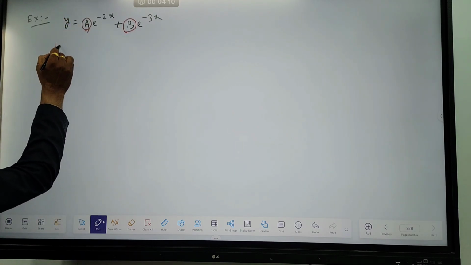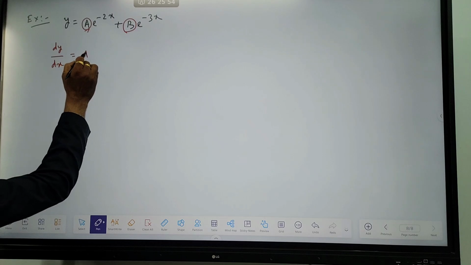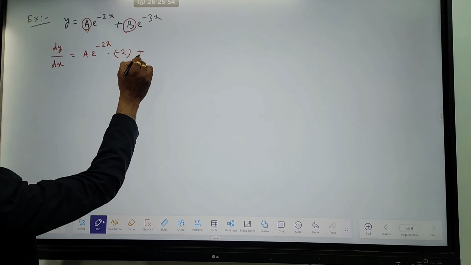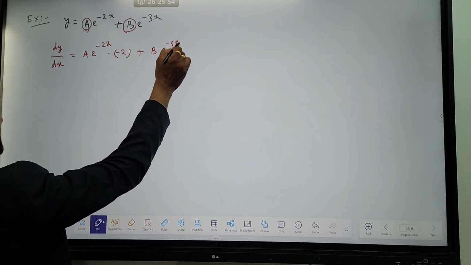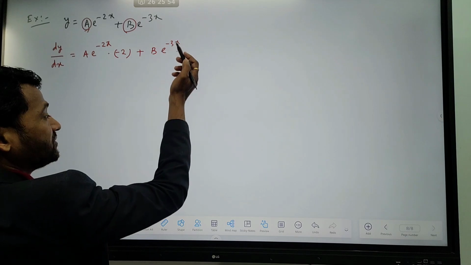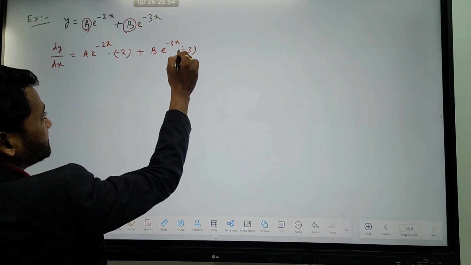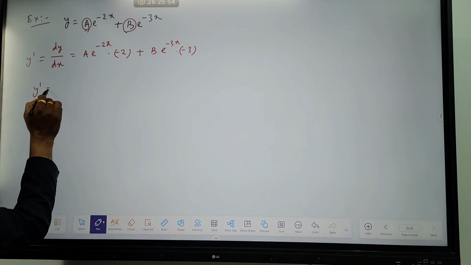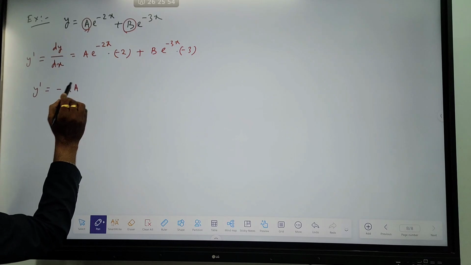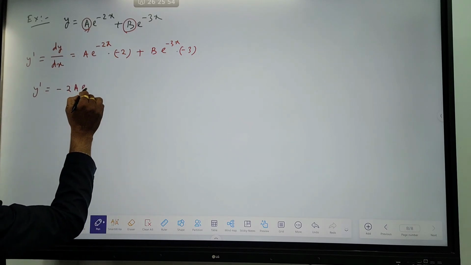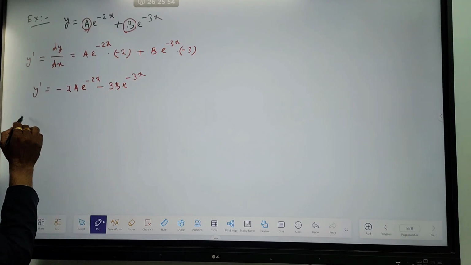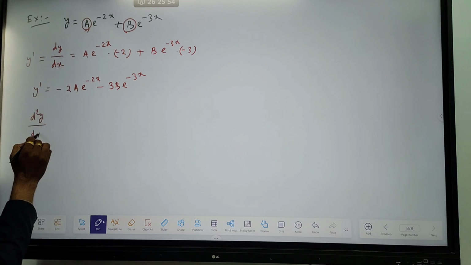So first let's see the first differentiation. dy by dx is equal to a into e to the power minus 2x, whose differentiation gives minus 2. Similarly, b into e to the power minus 3x, b is constant, and the differentiation of e to the power minus 3x gives minus 3. So I can write y dash, the first derivative, is equal to minus 2a e to the power minus 2x minus 3b e to the power minus 3x. Then, as I have told, there are two arbitrary constants, so we have to differentiate once more.